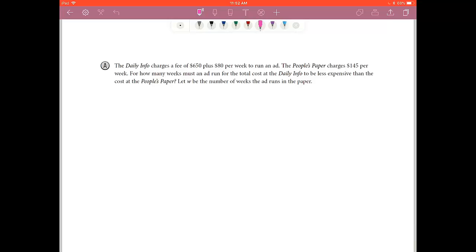The People's Paper charges $145 per week. For how many weeks must an ad run for the total cost at the Daily Info to be less expensive than the cost of the People's Paper? So we want the Daily Info cost to be less expensive than the People's Paper.